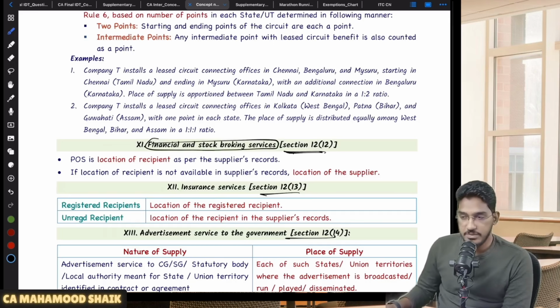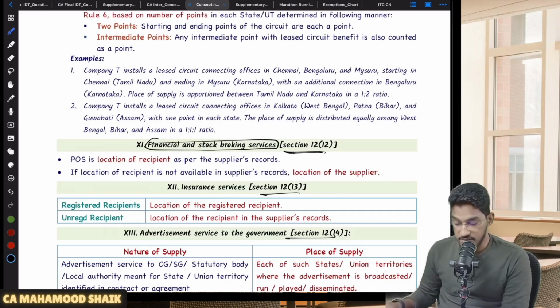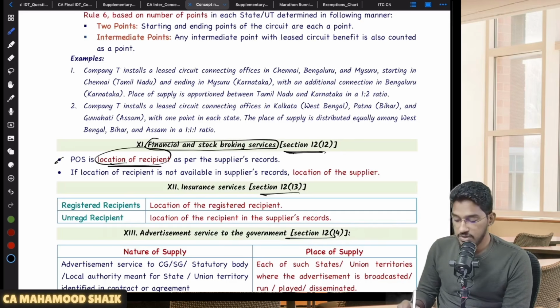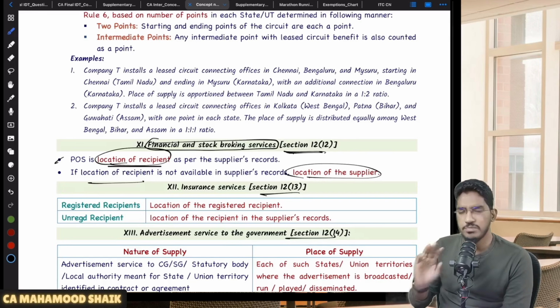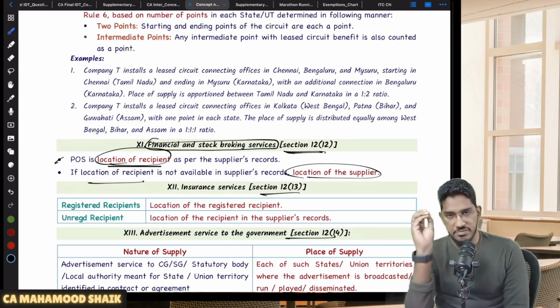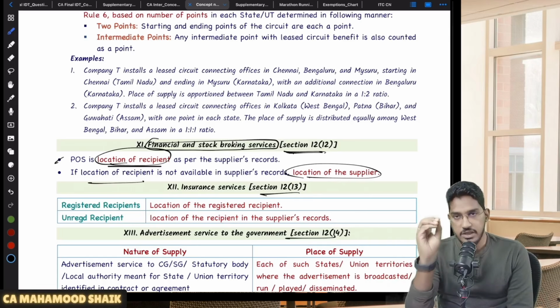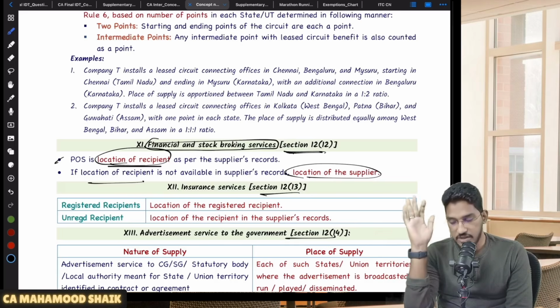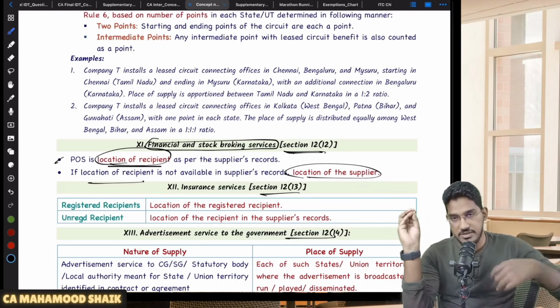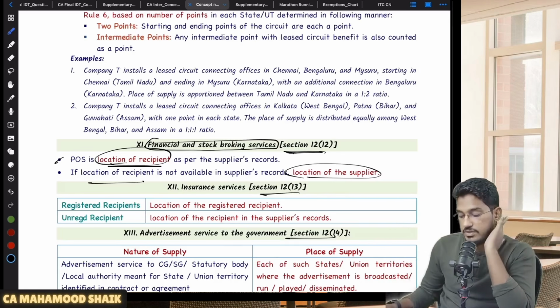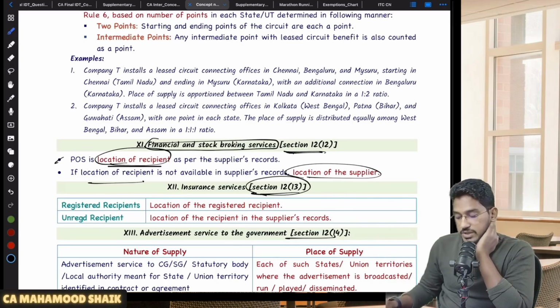How to determine the place of supply in case of financial and stockbroking services? Very simple. If the location of the recipient is available as per the supplier's records, location of the recipient. Sir, what if location of recipient is not available? Then the location of the supplier. Simple rule you have to remember. If the location of the recipient is available, location of the recipient. If the location of the recipient is not available, then the location of the supplier will become place of supply. Which section says that? 12 subsection 12 says that. So what is 12 subsection 12 talking about? Financial and stockbroking services.